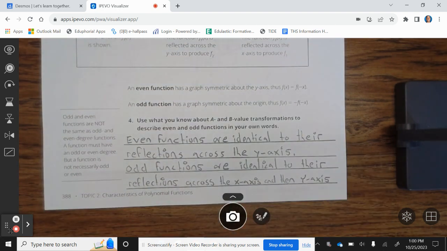An even function has a graph symmetric about the y-axis. Thus, f of x equals f of negative x. An odd function has a graph symmetric about the origin. Thus, f of x equals negative f of negative x.